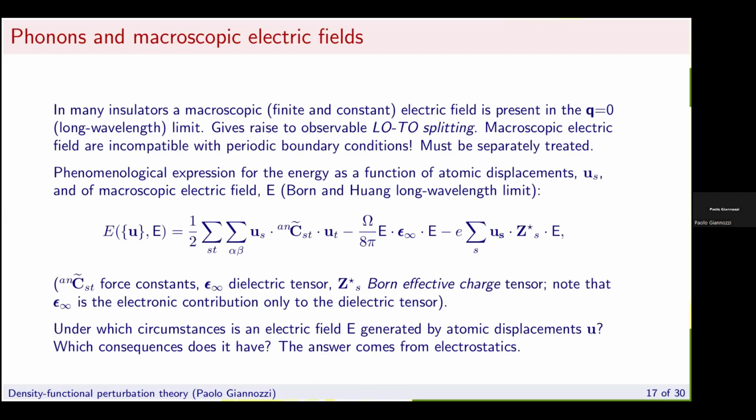Those cases are polar materials, and so the two sublattices are not the same, and there may be a macroscopic electric field in the q equals 0 limit of the wave vector. And this gives rise to a phenomenon that is observable. It is called the LO-TO splitting. So longitudinal optic, transverse optic splitting.